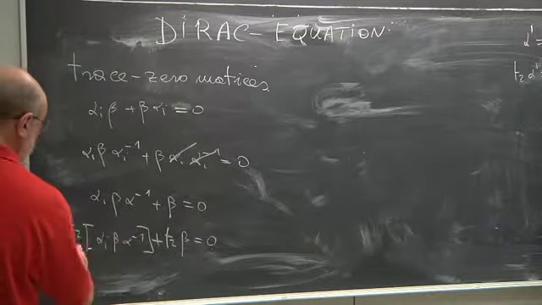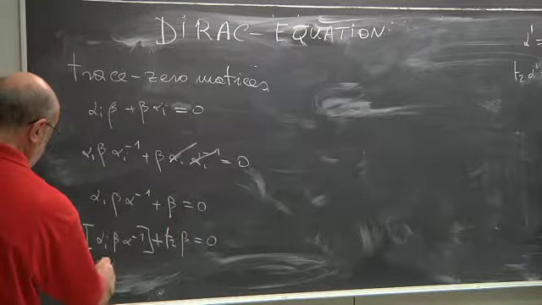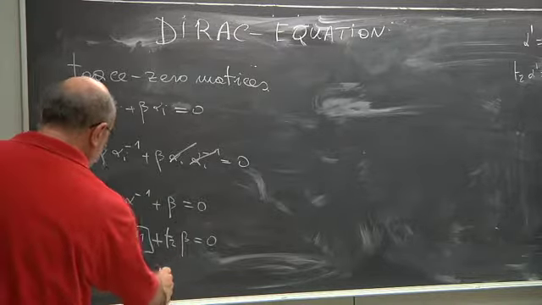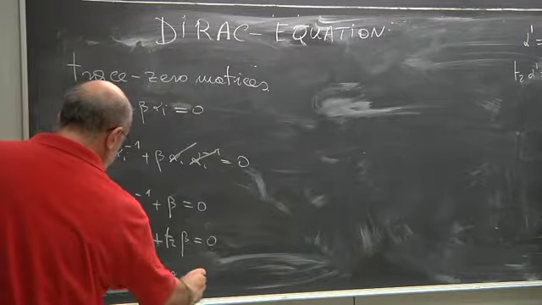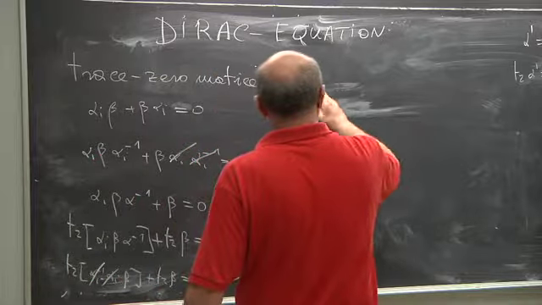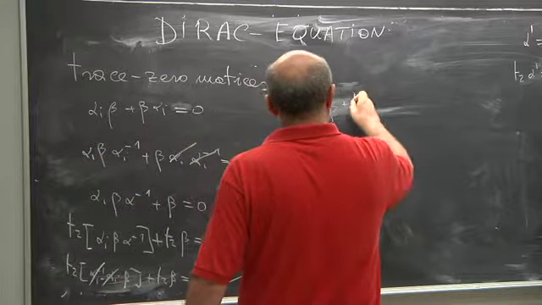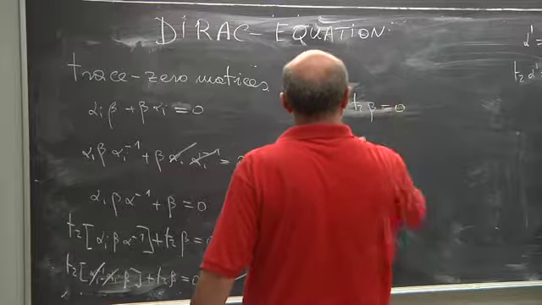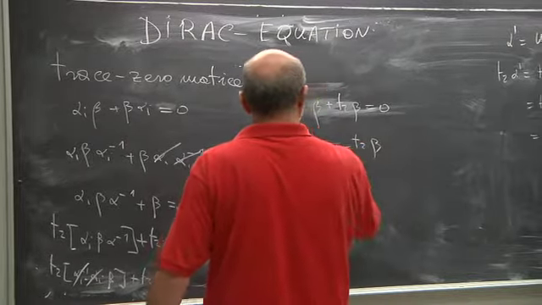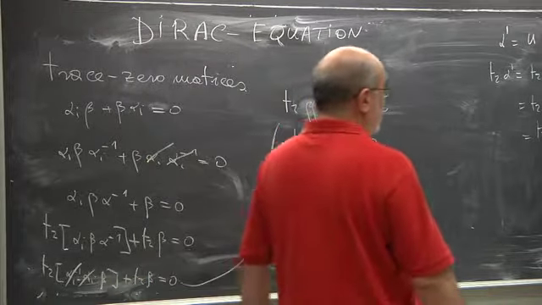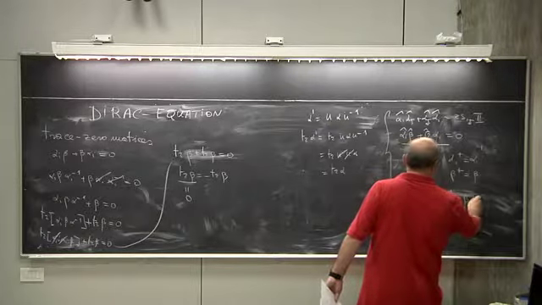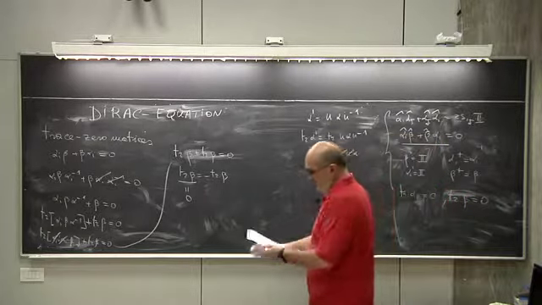But in this one, I use the cyclic property. It becomes alpha_i^-1 alpha_i beta plus trace beta equals 0. This goes away, and what you are left with is trace beta plus trace beta equals 0. So trace beta equals minus trace beta. That means this is 0. So, second property, these matrices have trace 0, or they are traceless, people say.